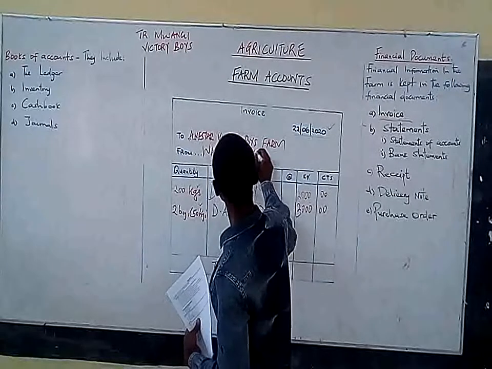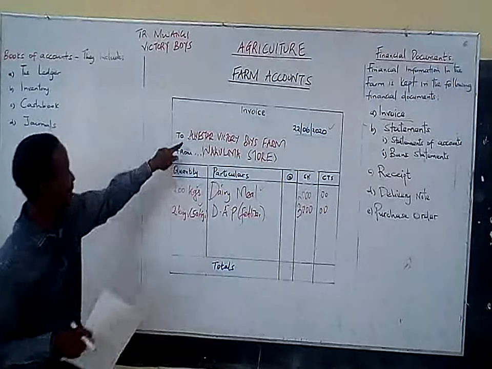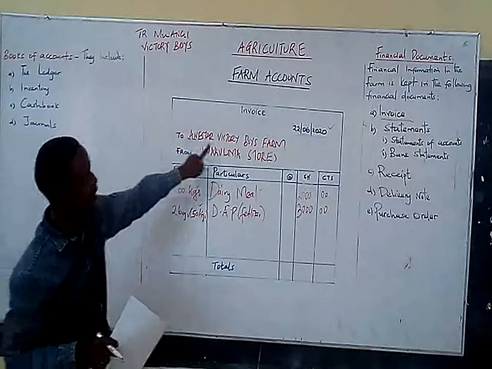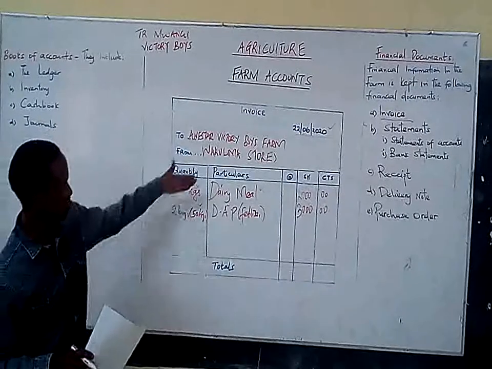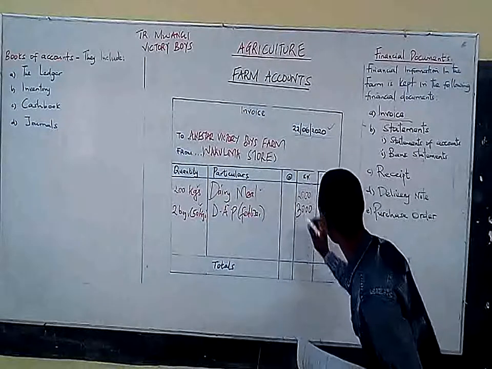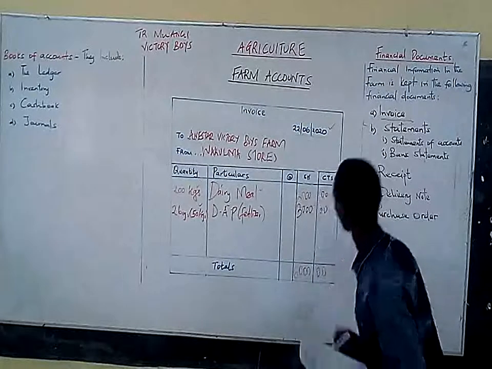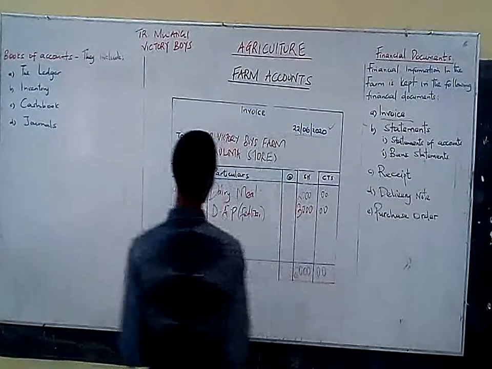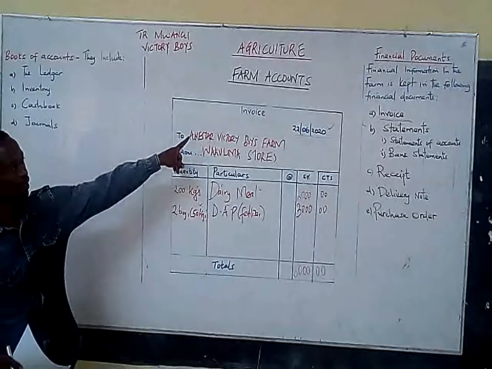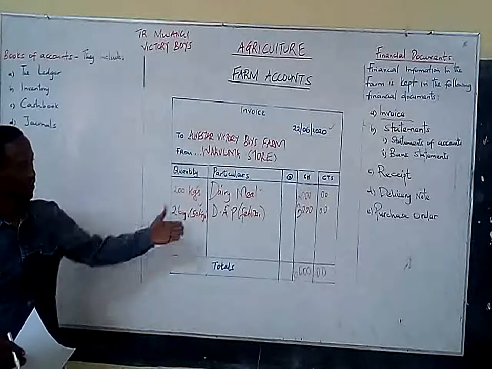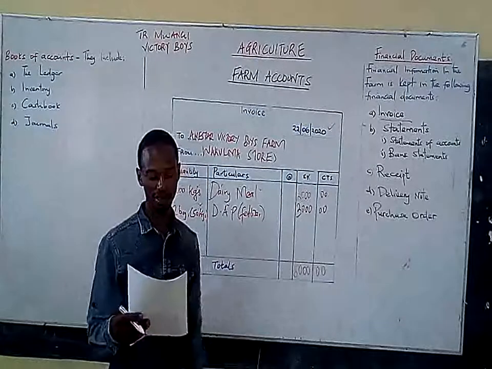So this invoice is addressed to Anesta Victory Boys and it has been sent by Wakulima stores. Then here we are going to have the totals. Maybe our school farm is supposed to pay 6,000. It owes this 6,000 to Wakulima stores. As the goods are being delivered to the school, they will be accompanied by an invoice. Then the farm, after getting the invoice, will prepare another document so that it can make the payments.